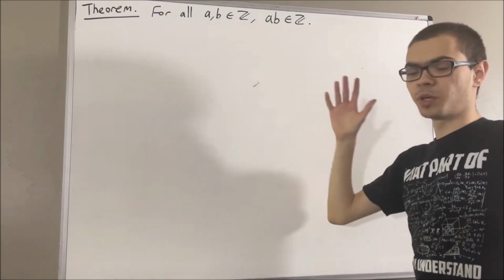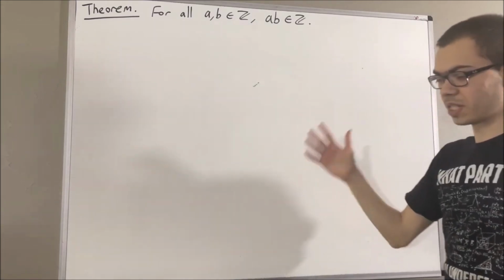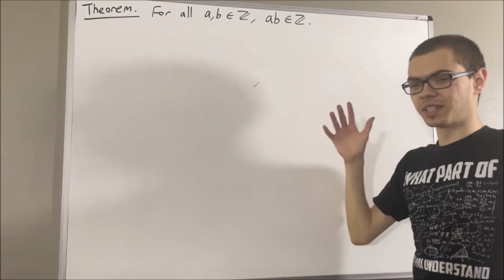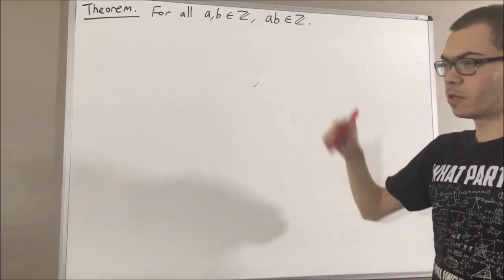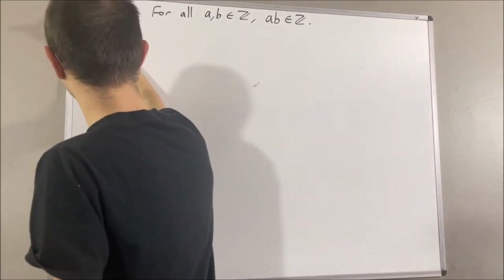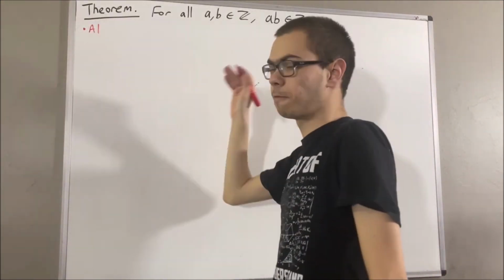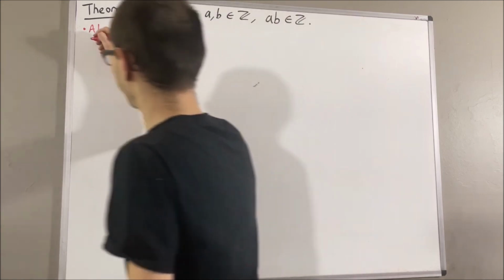Now in this series, we are using a list of 10 axioms for the real number system, and I'll leave that list of axioms in the description below. In this video, we are going to be using axiom 1, which is just the commutative law, and we're also going to be using the following 3 preliminary results.